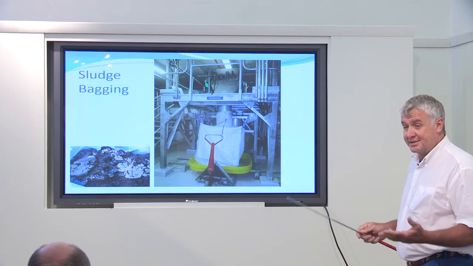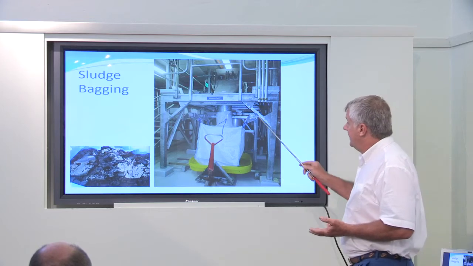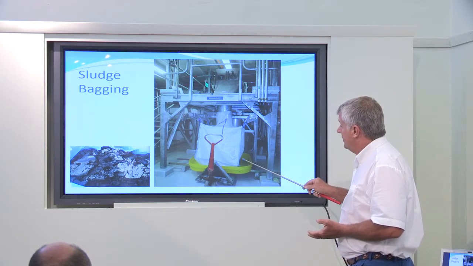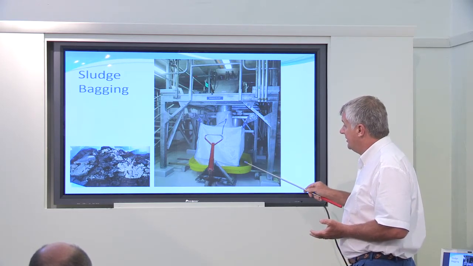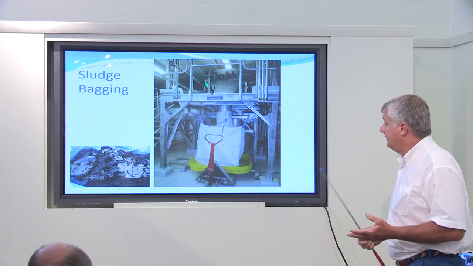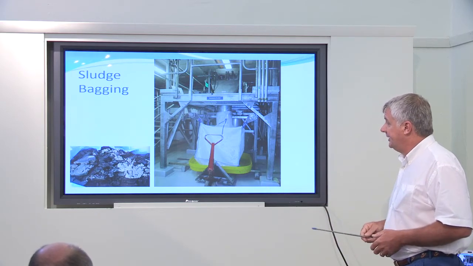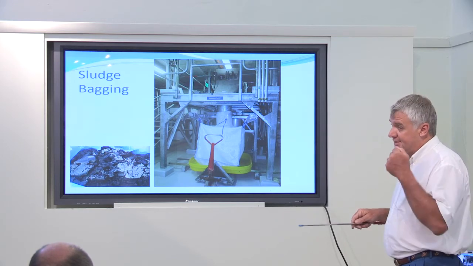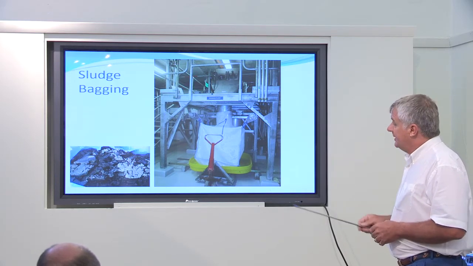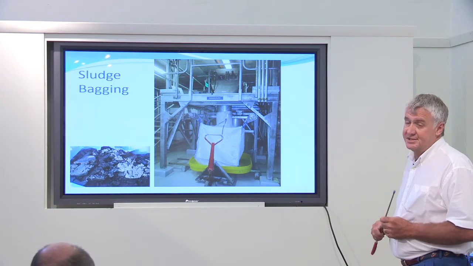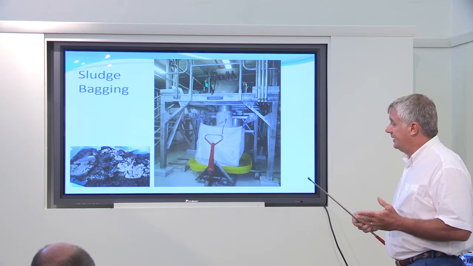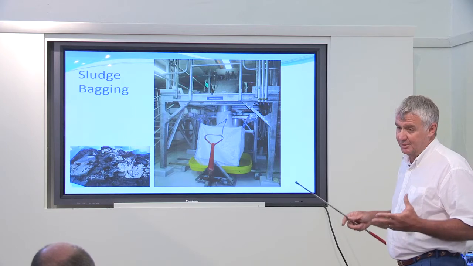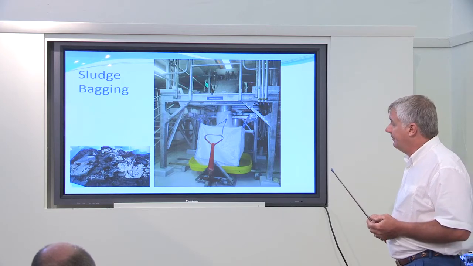It looks dry. It's cake, right? And then it's automatically bagged in this machine here, which is just simply a great big poly bag on a weighing machine. And when it reaches a certain preset weight, it tells somebody to come and empty it. And then that bag can be taken away to Tynes Bay also because it has, as Tynes Bay call it, calorific value. It can be burnt, right?